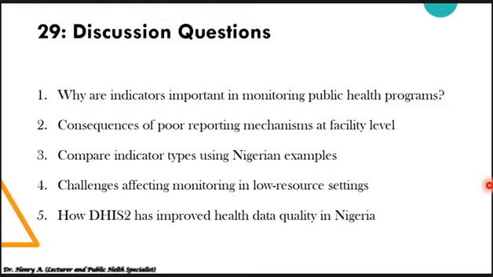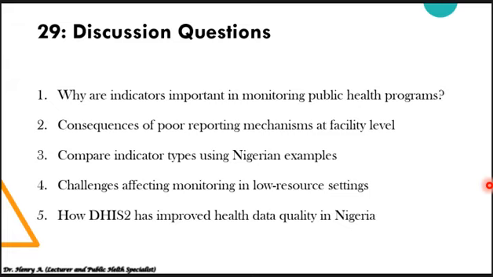And finally, how has the District Health Information System improved health data quality in Nigeria? It has improved health data quality in Nigeria by providing standardized digital forms, which are needed for routine reporting, according to the lecture notes that I taught you in some slide notes back.